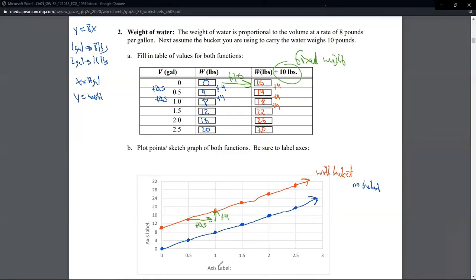Now, they do ask for the axis labels down here. We don't want to miss that. The axis label, the horizontal one, was going up in gallons. And then this vertical one was our weight.